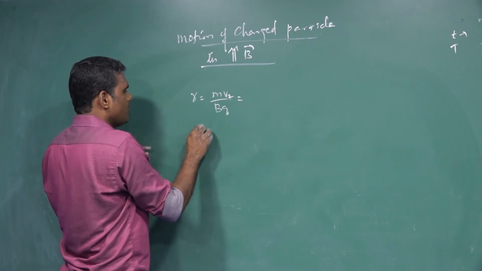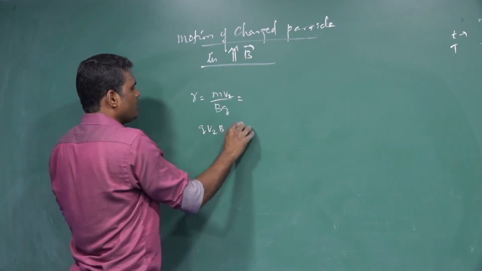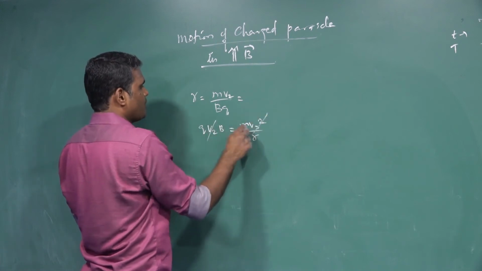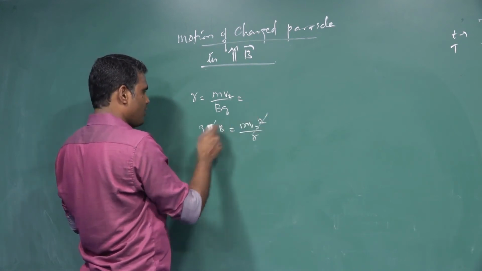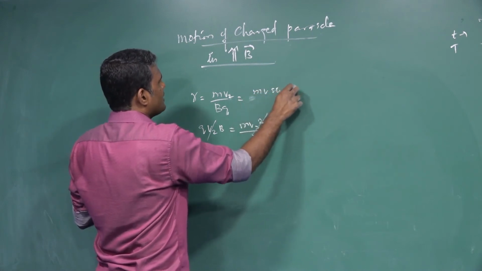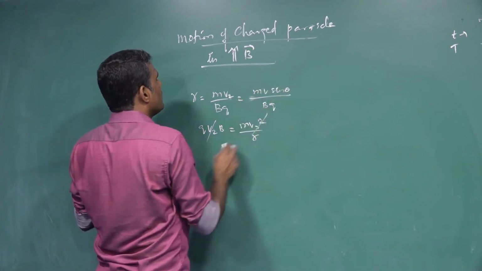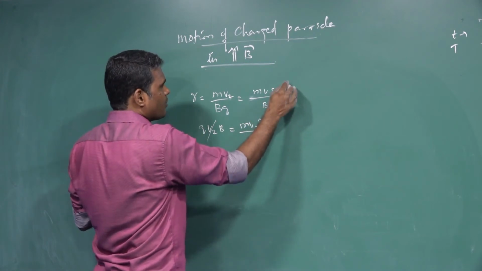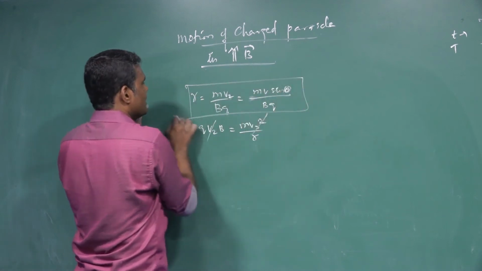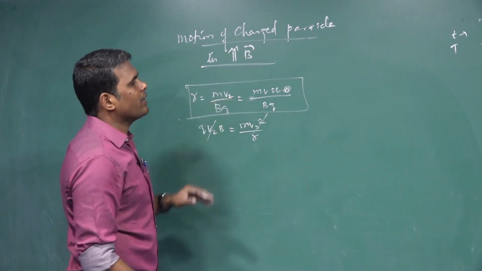How does this come? q v2 b equals mv2 square divided by r. From this expression, v2 gets cancelled out. R equals mv2 divided by bq. Also, I can write mv sin theta divided by bq. The radius of the circular path is determined by theta also. This will give you the radius of the charged particle describing a helical path.